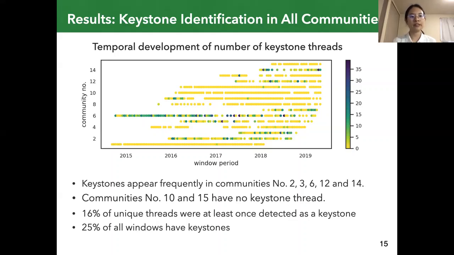Moreover, from over 10,000 unique threads, 16% of them were at least once detected as a keystone. And from over 800 windows, 25% of them have a keystone in their network.